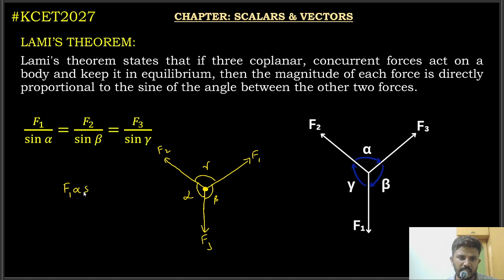Then according to Lami's theorem, F1 is directly proportional to sine of alpha, F2 is directly proportional to sine of beta, and F3 is directly proportional to sine of gamma. So we can write F1 by sine alpha, F2 by sine beta, and F3 by sine gamma are constants, they are the same. So that is taken as this ratio. This is called Lami's theorem.